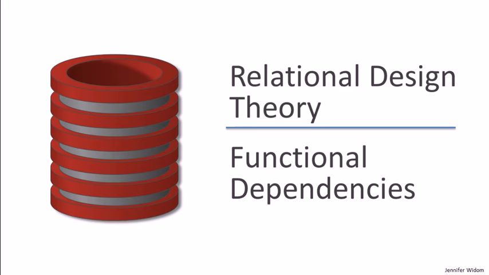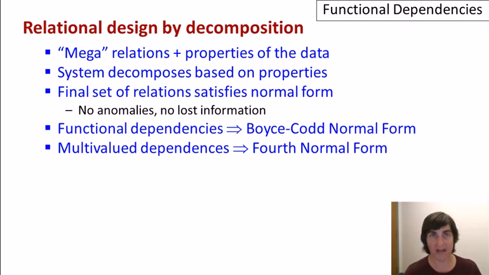This video covers functional dependencies. First, a quick recap of relational design by decomposition. The idea is that the application designer writes mega relations that contain all the information that we want to have and properties of the data that we're storing, and then the system will automatically decompose those based on the properties that are specified. The final set of decomposed relations will satisfy what's called the normal form.